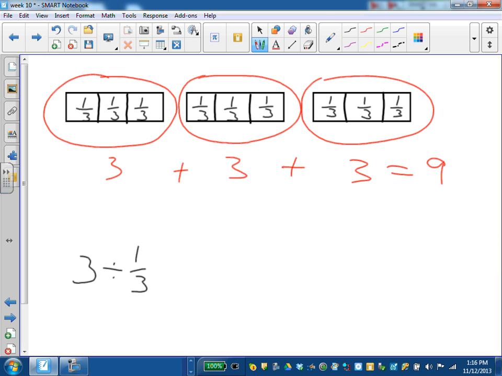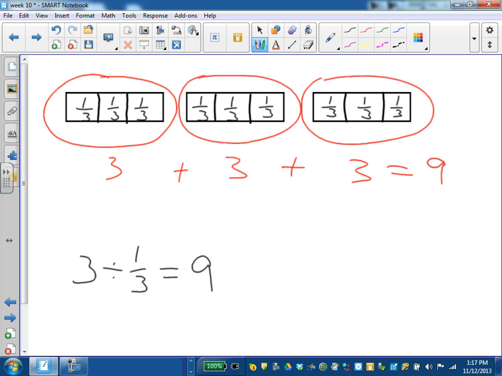9. So in other words, let's say I had 3 candy bars, and I wanted to share them equally among 9 friends. Then I would give each of my friends a third of the candy bar, and then that way everybody would get an equal share. Okay? So 3 divided by 1/3 is equal to 9. I get 9 equal parts out of it.